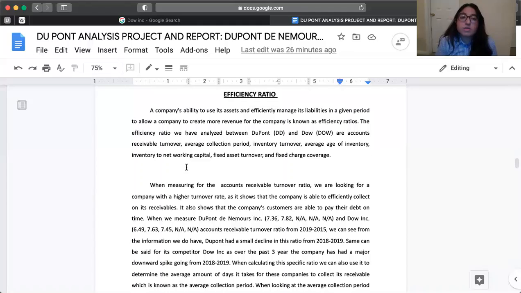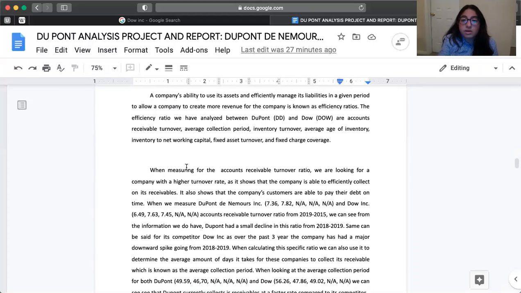Now, efficiency ratio. A company's ability to use assets and efficiently manage its liabilities in a given period to allow the company to create more revenue is known as the efficiency ratio. The efficiency ratios we have analyzed between DuPont and Dow are accounts receivable turnover, average collection period, inventory turnover, average age of inventory, inventory to net working capital, fixed asset turnover, and fixed charge coverage. So we are going to look at all of those.